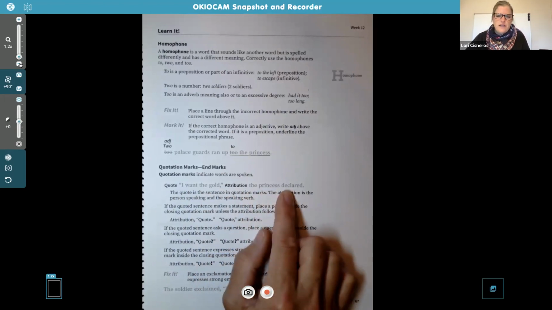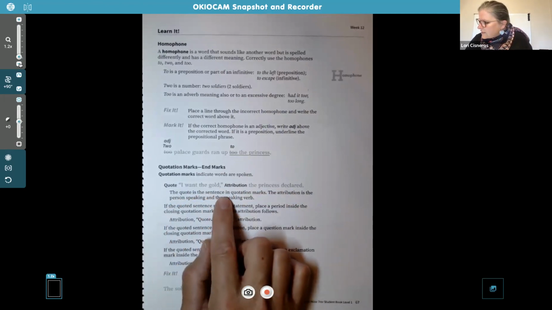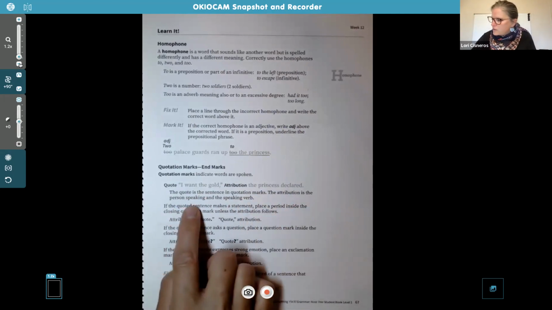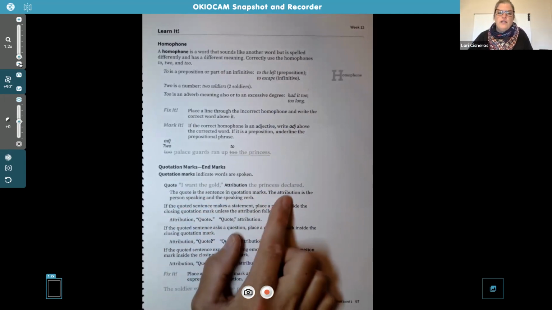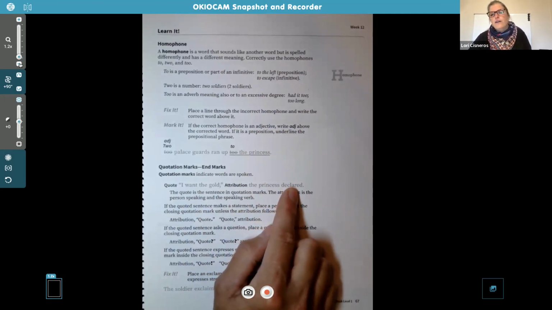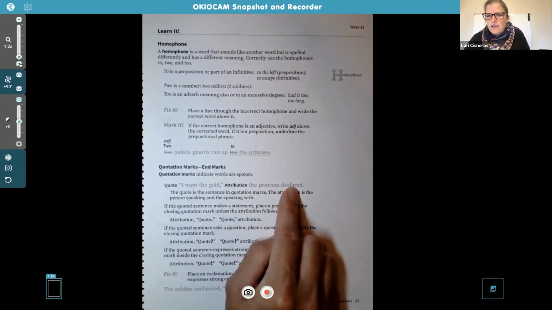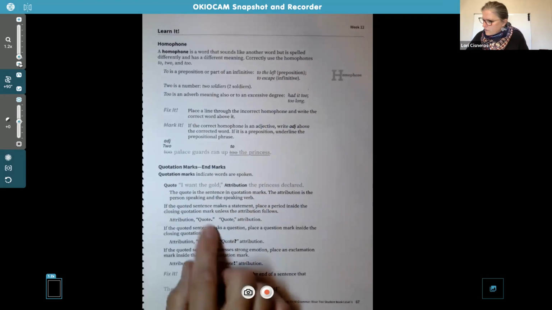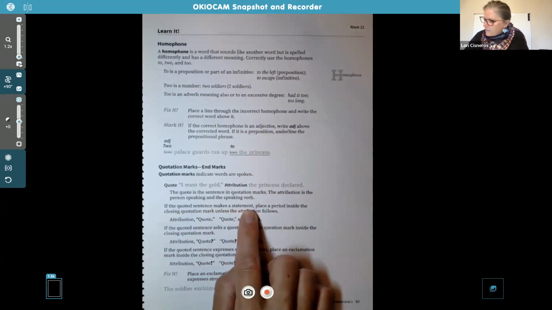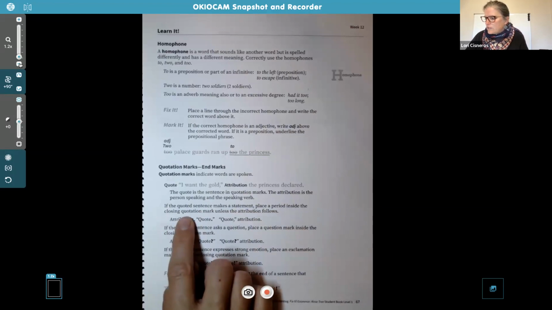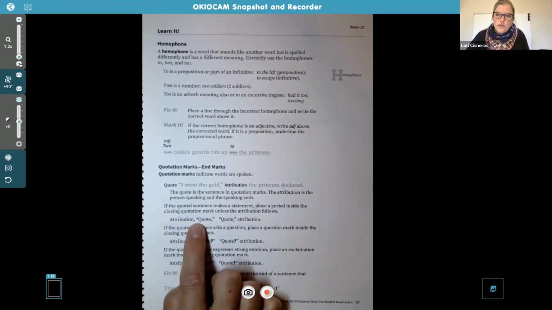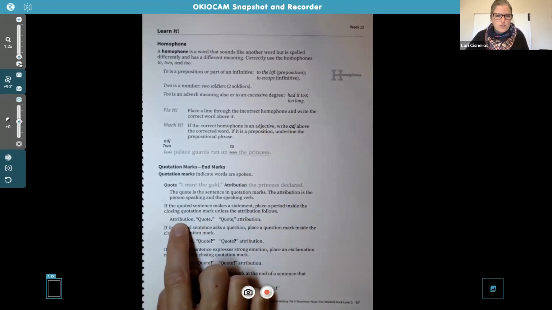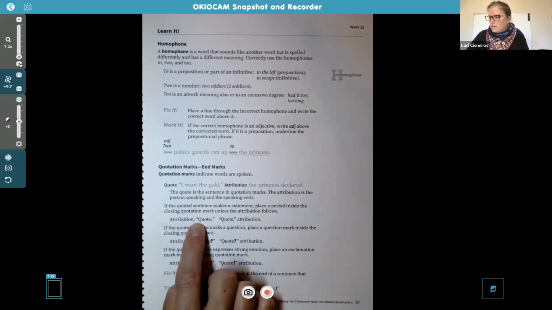So the princess declared. The quote is the sentence in quotation marks and the attribution is the person speaking and the speaking verb. Like here it says declared, or it could be yelled, or it could be whispered, or it could be proclaimed or something like that, describing how it's said, okay? If the quoted sentence makes a statement, place a period inside the closing quotation mark unless the attribution follows. So here's some quotation rules, okay? So here's your attribution, like the princess said, or the princess yelled, help.